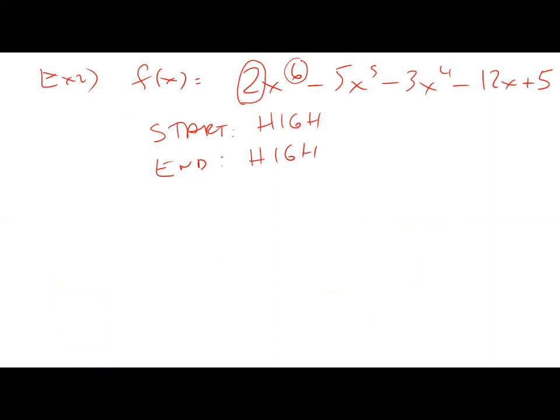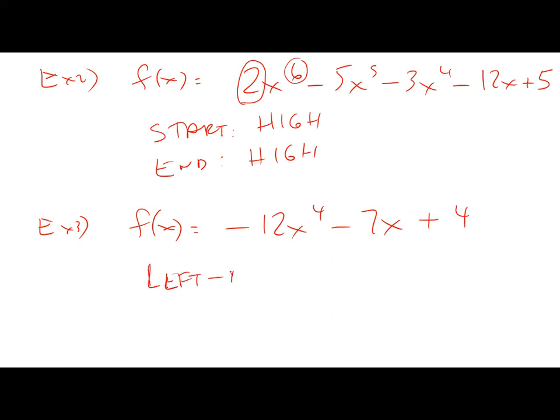And sometimes in the book, it'll say, what is the right-hand behavior or the left-hand behavior? That's another way to say it. What is end behavior? So let's change this up here, same thing though. f(x). Saying it a different way here, what's happening on the left-hand side? What's happening on the right-hand side?